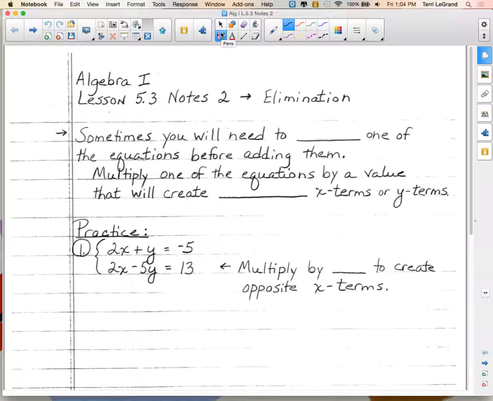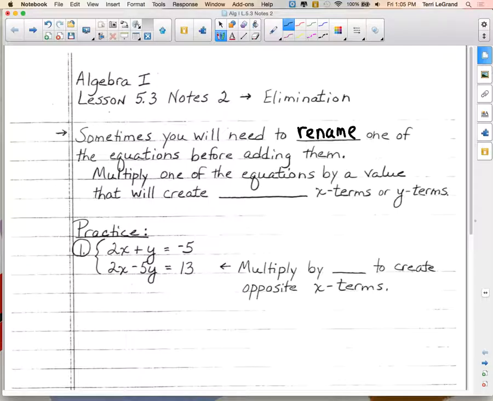So we do have the same learning goal as yesterday, except that when we're solving systems of equations using the elimination method, they aren't just magically set up so that you have opposite x terms or opposite y terms. So sometimes you're going to need to rename one of the equations before you can add them together. You can't just go straight to adding them together, because again, remember, we need one of the variable terms, either the x's or the y's, to eliminate.